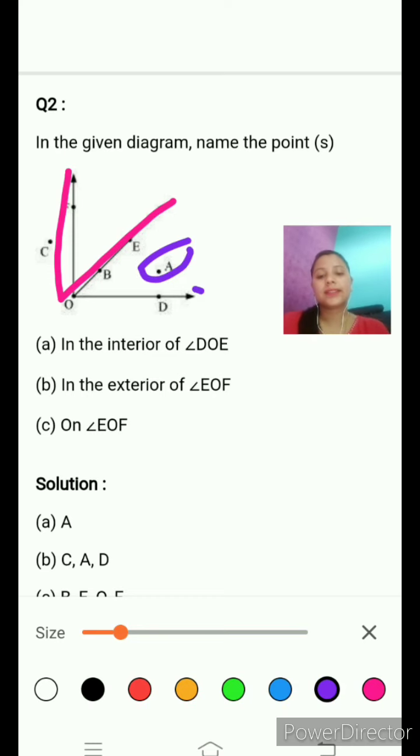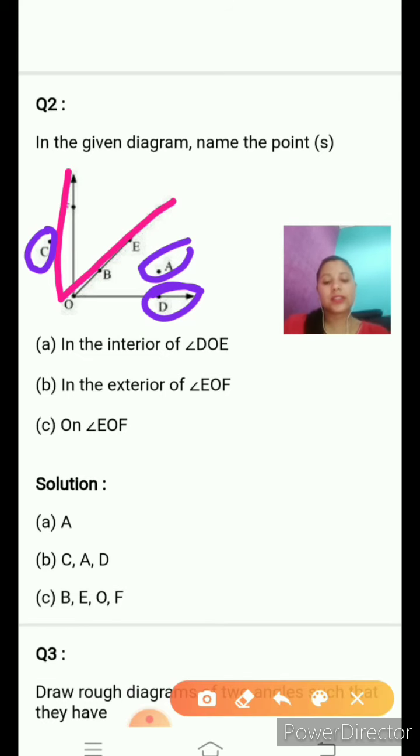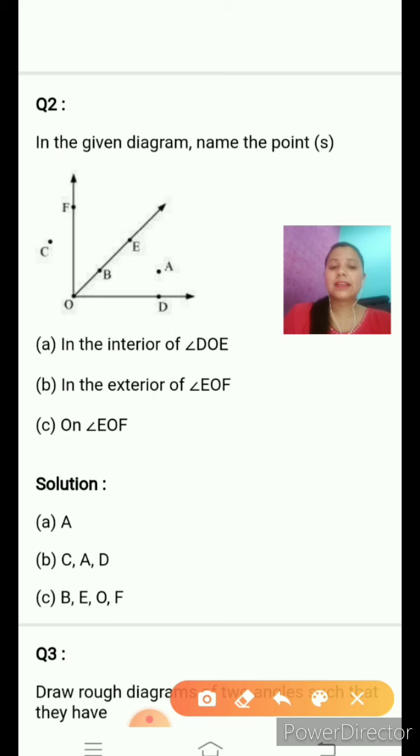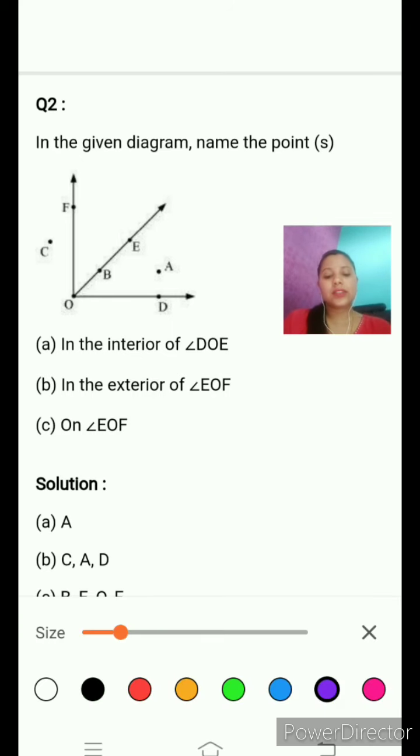A, D and C. These 3 points are in the exterior of angle EOF. Okay, so the answer is A, D and C. Now part C is on angle EOF. So where is the angle EOF?